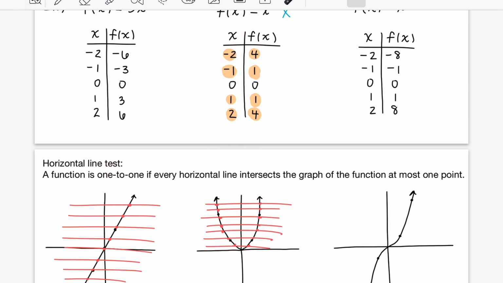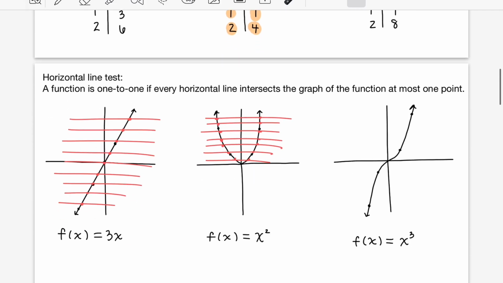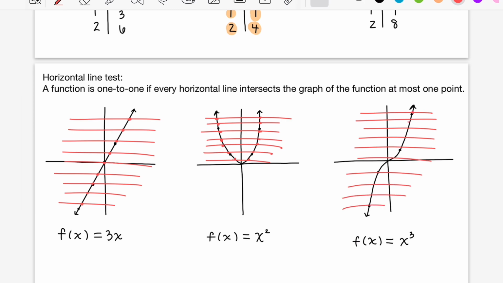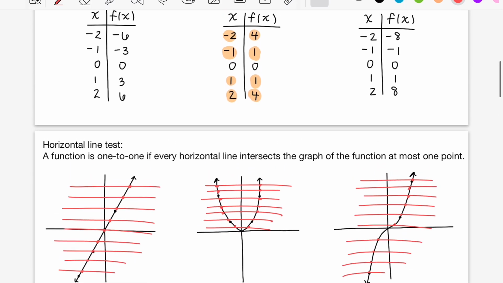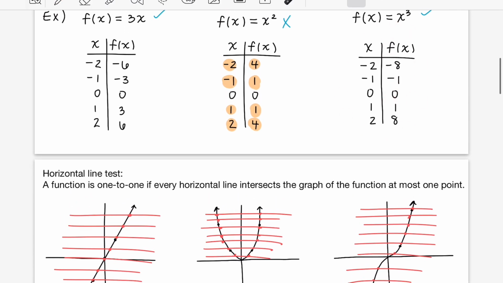And lastly, looking at the graph for x cubed, we draw a bunch of horizontal lines. We see that they only intersect our graph at 1 point for every horizontal line drawn. So this one is one-to-one, and we also saw that by looking at the table.